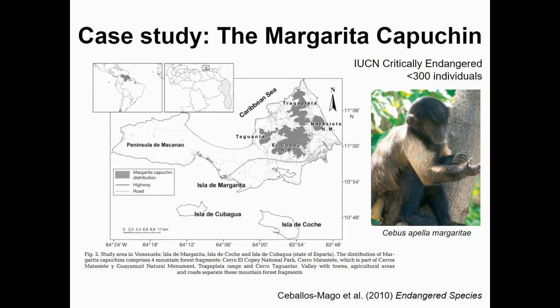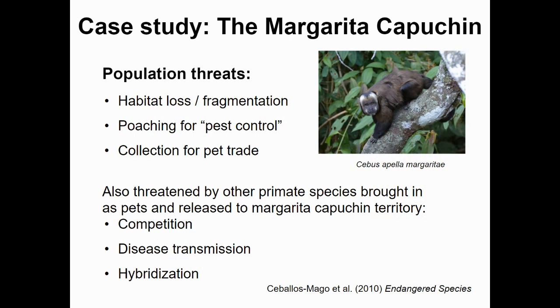Here is an example of a cute little monkey, the Margarita capuchin. Very critically endangered, less than 300 individuals in 2010. Reasons that these were struggling: habitat loss, habitat fragmentation, poaching for pest control. So these were considered pests, and therefore were being removed from the environment.